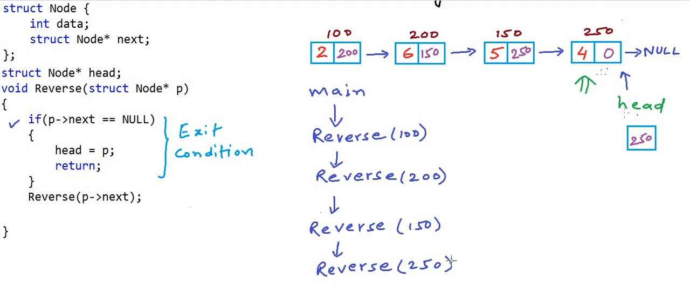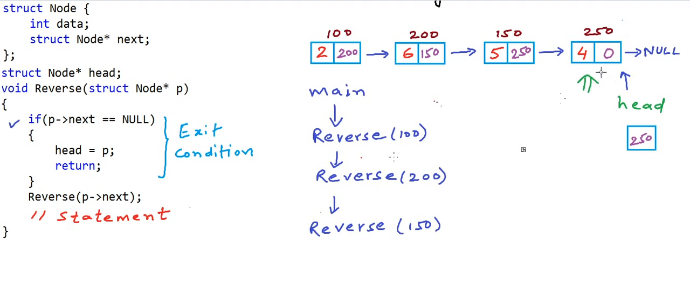And now the call to reverse 250 will finish and we will come back to reverse 150. There is no statement here after this recursive call to the reverse function. If there were some statements here, then they would have executed now for reverse 150 after we would have come from reverse 250, and that's how we actually traverse the list in reverse order. If you see, when reverse 250 has finished, the list till 250 is already reversed because head is pointing to this node and the link part of this node is set as null.